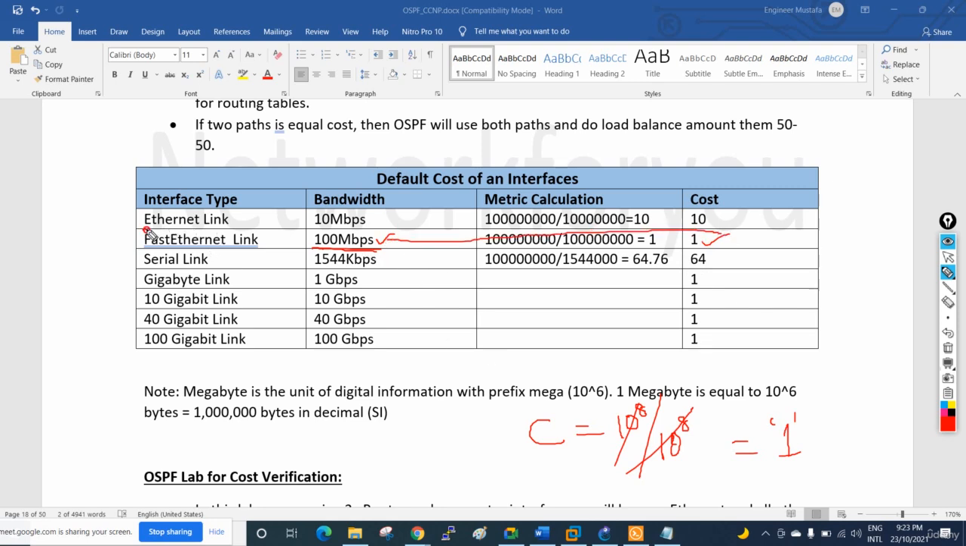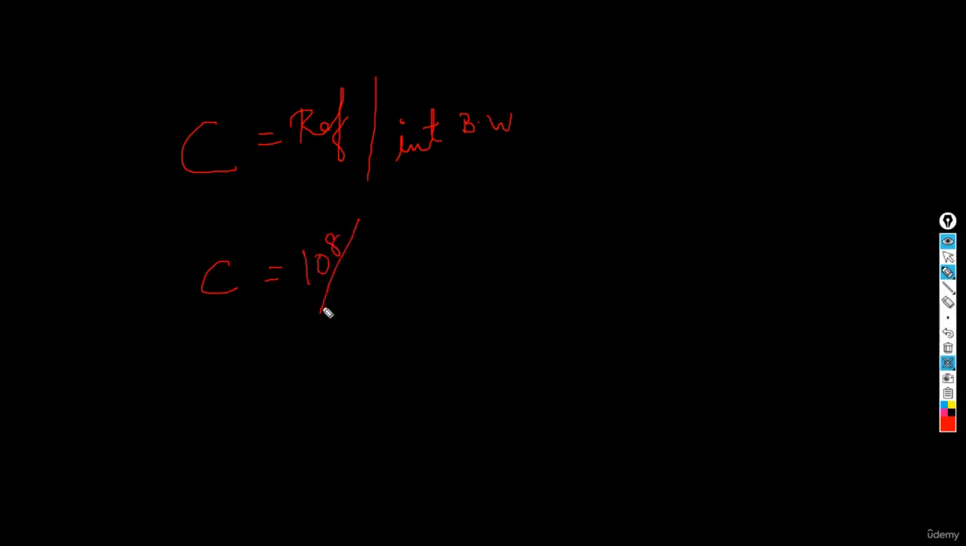Now we will do it for the Ethernet link. The Ethernet link has 10 Mbps. So what we are saying is: cost is equal to reference bandwidth divided by interface bandwidth. The reference is 10 to the power of 8, and the interface bandwidth is 10 to the power of 7. So when we calculate, we have 10. So the cost will be 10.